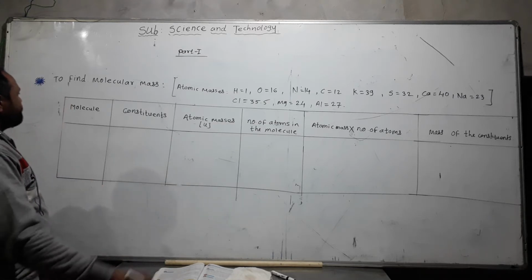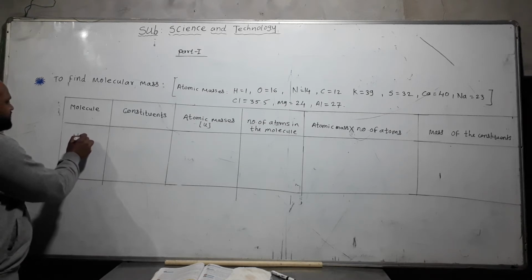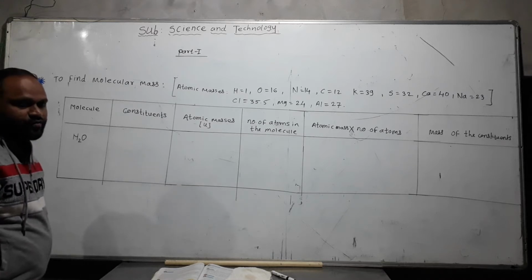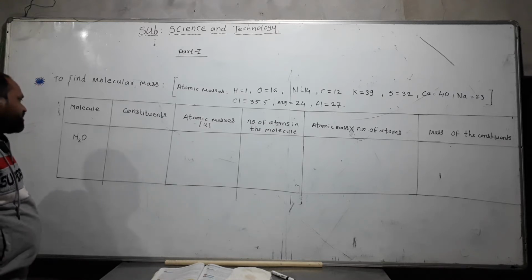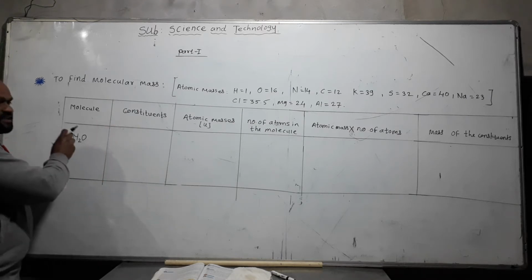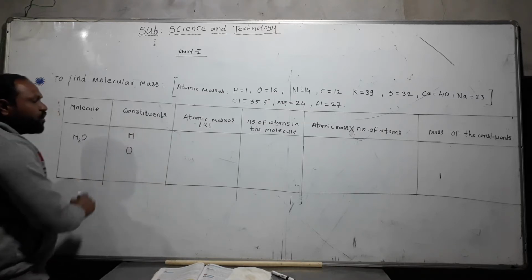First, the molecule is H2O. H2O is the molecular formula of water. Now the constituents in H2O: here hydrogen is there and oxygen. So under constituents we write hydrogen H and oxygen O.